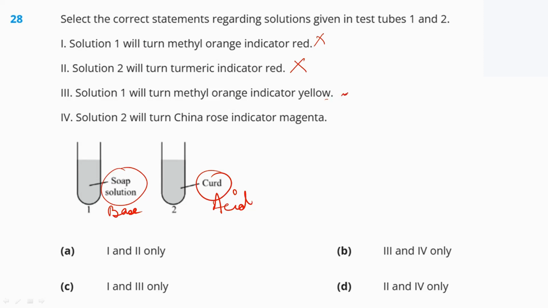Yes, this is correct. And solution 2 will change China rose indicator into magenta. This is also correct. So 3 and 4 are the correct statements. So option number B is our right answer.